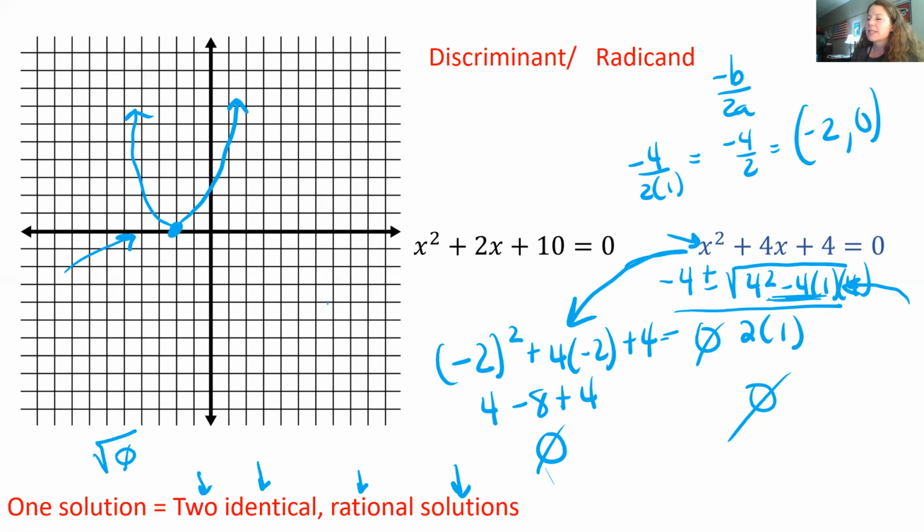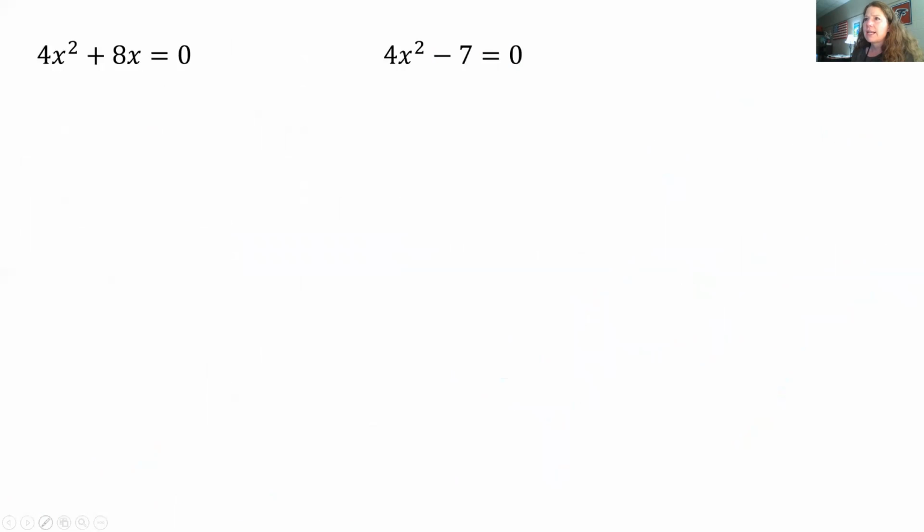It means when you get 0 under the radical, you have one place where your parabola touches the x-axis. Okay? All righty, let's look at these.